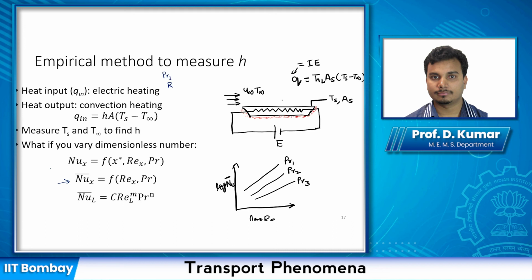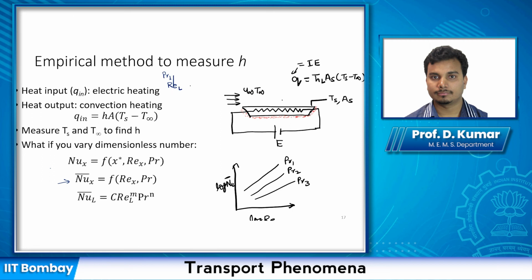So what we'll do is we will select a fluid, let us say, which has a Prandtl number equal to 1. Prandtl number is just a property of the fluid. It does not depend on your flow conditions, as long as you don't consider the temperature dependence. So what we'll do is we'll conduct this experiment at different velocities, so that we know the Re_L.